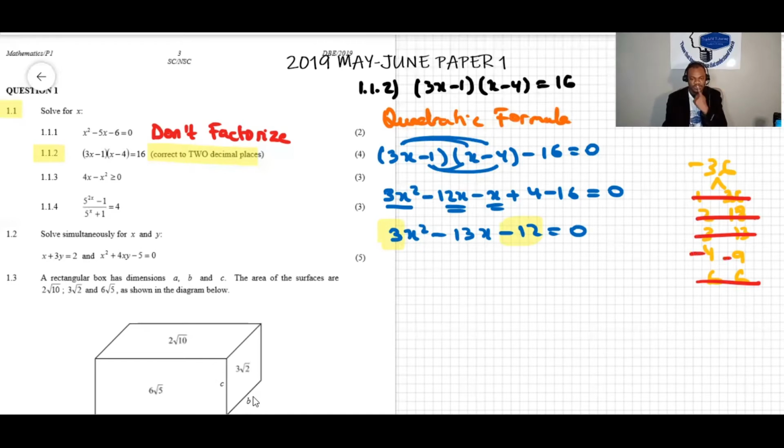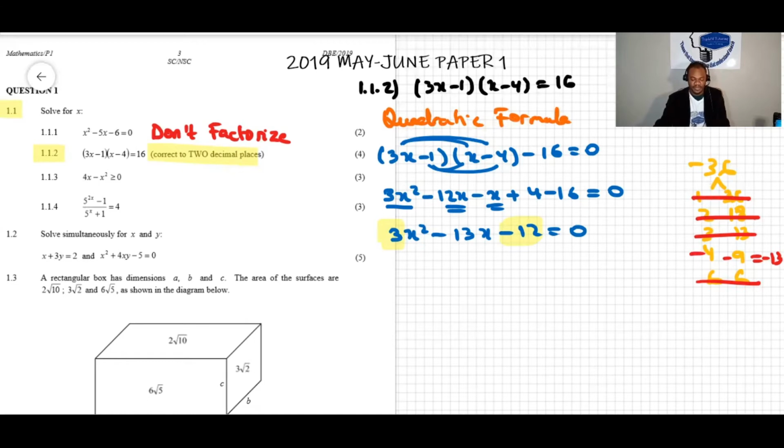Oh, so I was wrong the first time when I said we cannot factorize here. Now let's see. Negative 4 and negative 9 makes negative 13, that's the coefficient of the middle term. But now let's see: negative 4 times negative 9, does it make negative 36? No, because the product here makes positive 36, but we have negative 36. So we cannot factorize, as I said previously. Here we must use the quadratic formula.